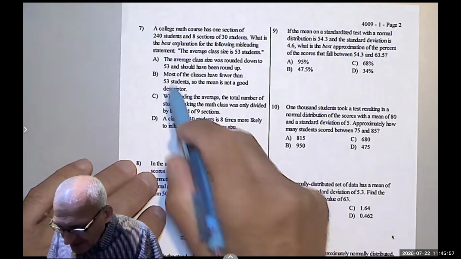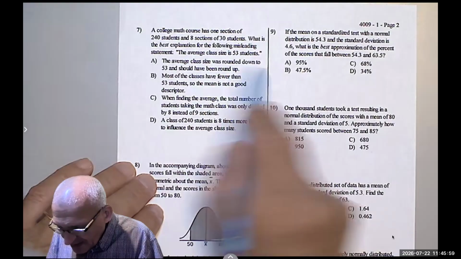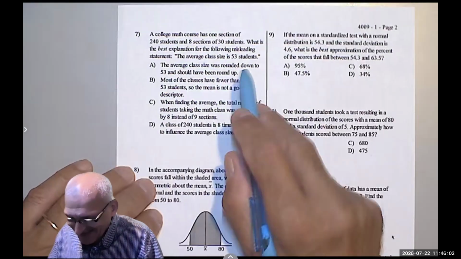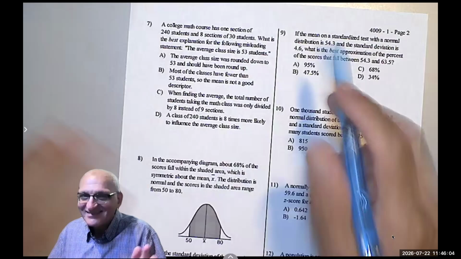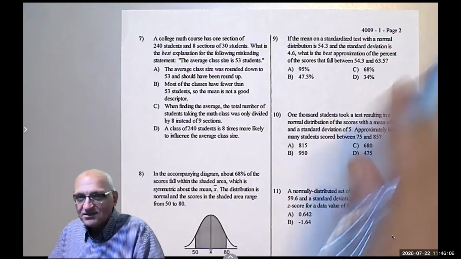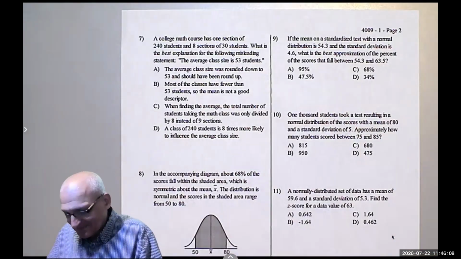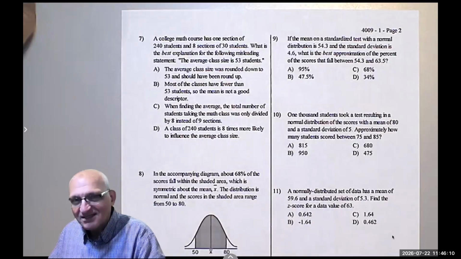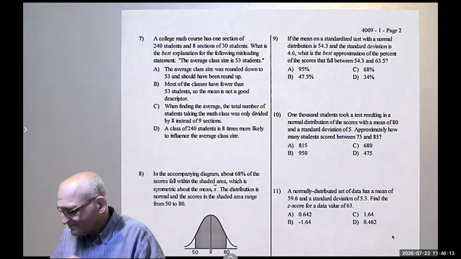The average class size was rounded down instead of being rounded up. Okay, if you select that, there's no reason to continue the test, right? Just kidding. I'm so mean. Shouldn't say that. I know.